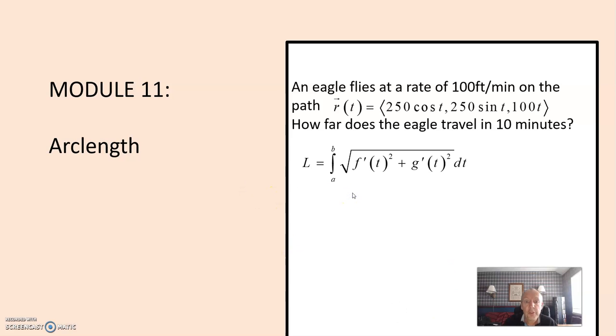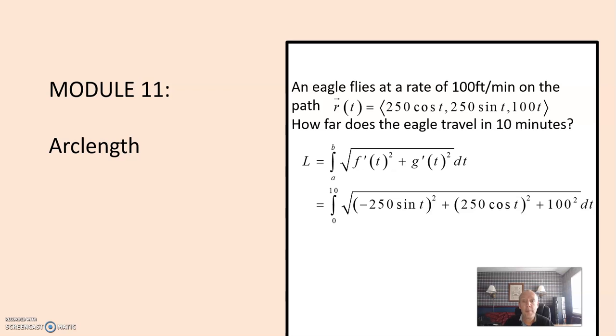All right, well, first let's remember our arc length formula. Now notice this formula here is for two components, and our vector r has three components here. But arc length equals our limits from a to b of the square root of the quantity, the derivative of f squared, plus the derivative of g squared, all with respect to t.